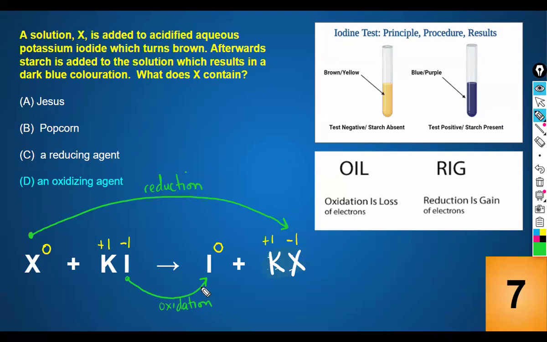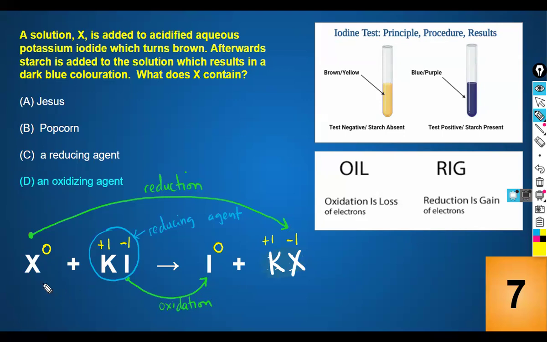So who is the reducing agent? X was reduced. He experienced reduction. So who is the reducing agent? The reducing agent is the other one. You have to call the whole other one. Who is not X? KI. So he is the reducing agent. Which makes who what now? The oxidizing agent.